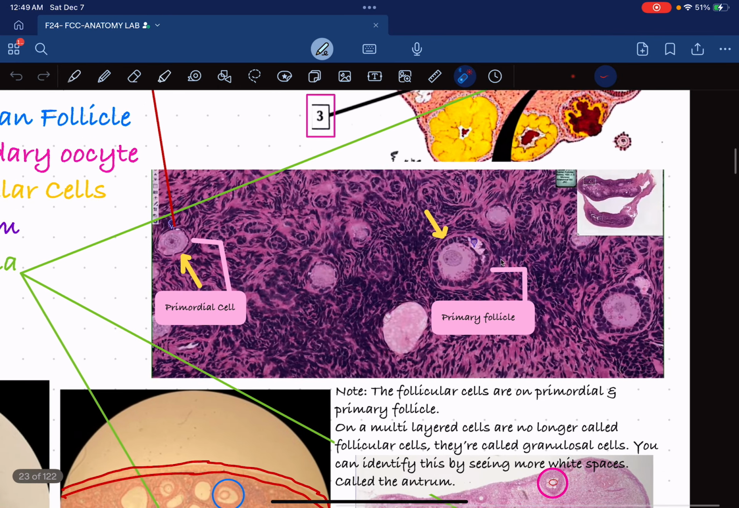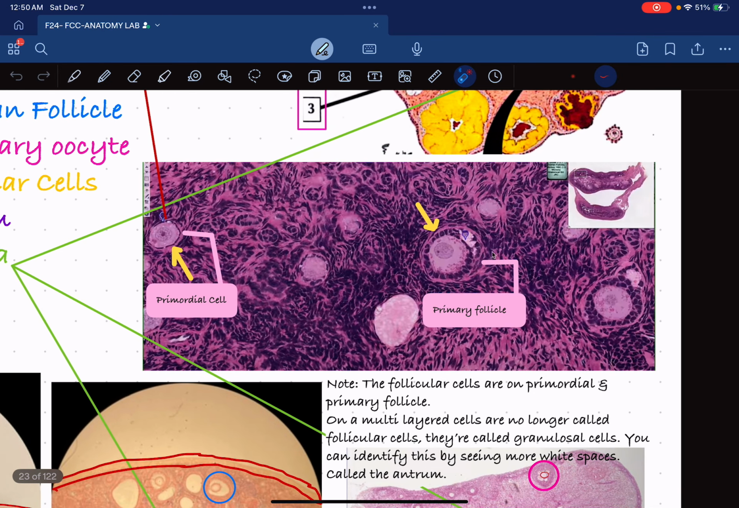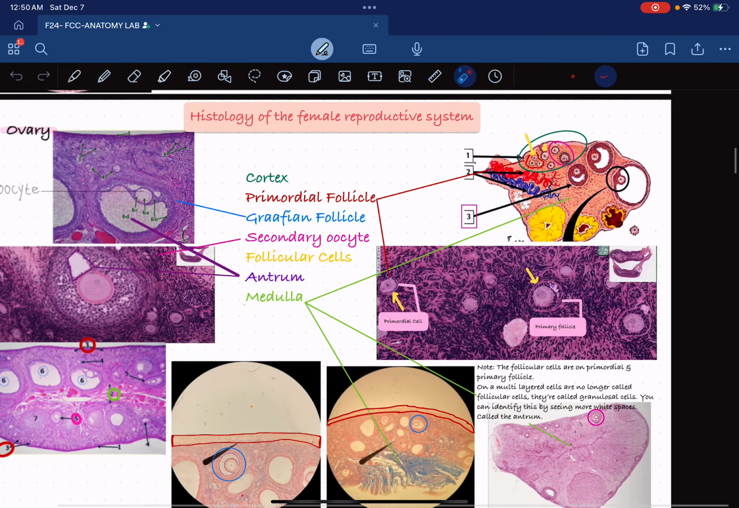I did put a note that the follicular cells on a primordial and primary follicle are known as follicular cells. However, on a multi-layered cell, where it can be identified right here, they are not called follicular cells anymore. They are called granulosal cells, this space right here. You can identify by seeing more white spaces, and that white space is called the antrum.